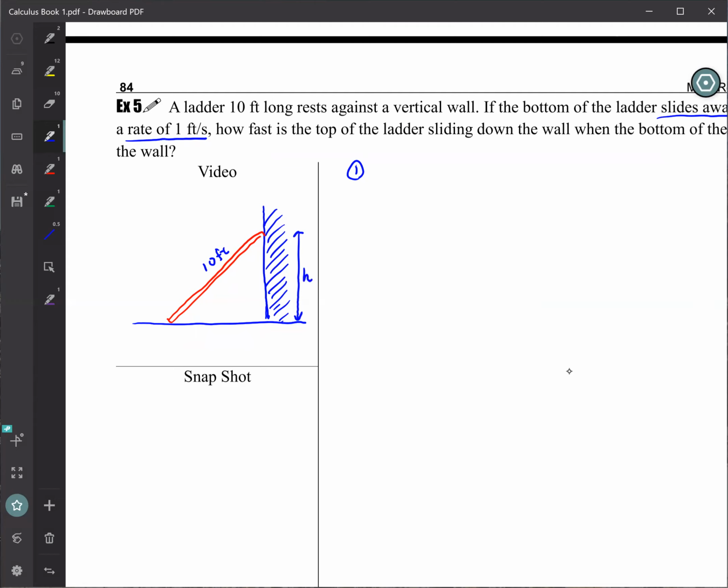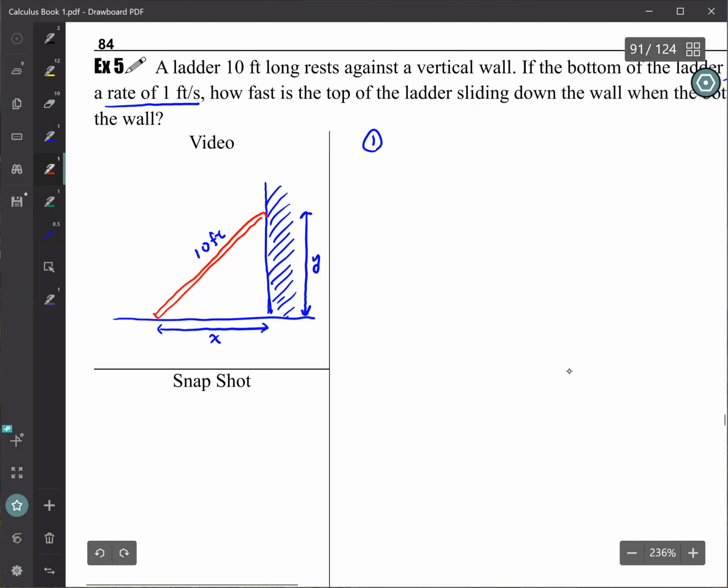Okay, yeah. Normally, it's good that you use your own variable, but I'm going to keep it simpler. I'm just going to use X and Y for horizontal and vertical. It's the same thing. You could use H and D, it doesn't matter. So I'm going to use Y there, and then X here. As the ladder slides away, the top will drop down. So that means the distances X and Y will be changing. So that's the variable, and that's all the variables that you have.